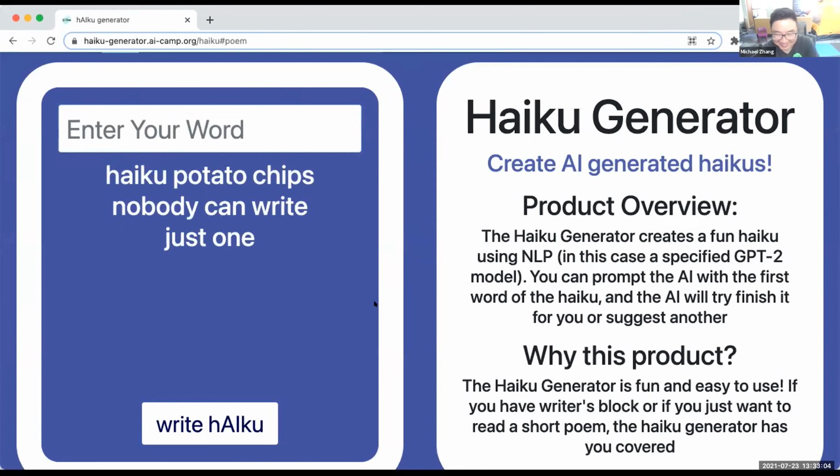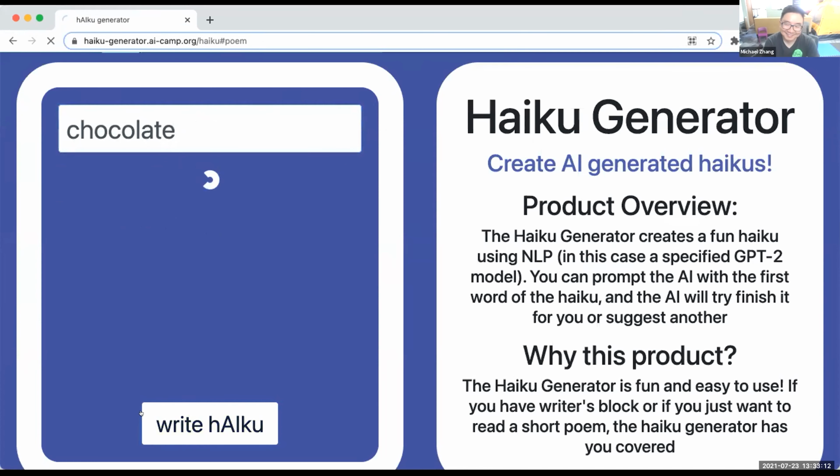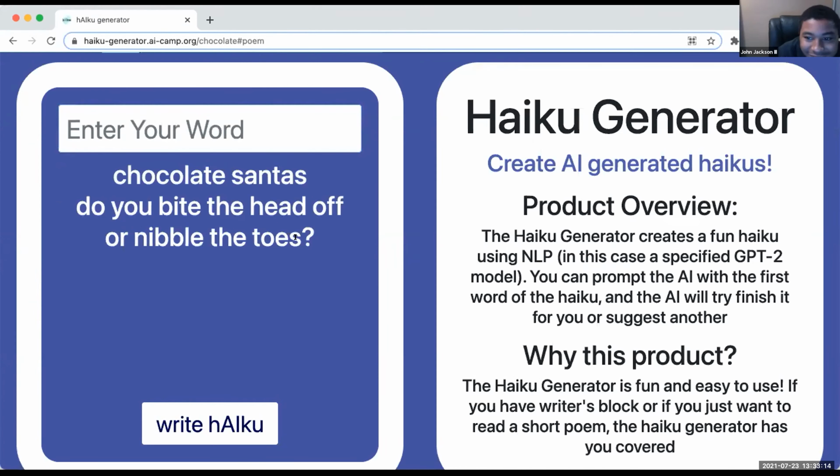Oh, this one is great. This one's our favorite. Haiku potato chips. Nobody can write just one. Just like you can't eat just one potato chip. And oh, my chocolate is my personal favorite. Chocolate Santas. Do you bite the head off or do you nibble the toes?